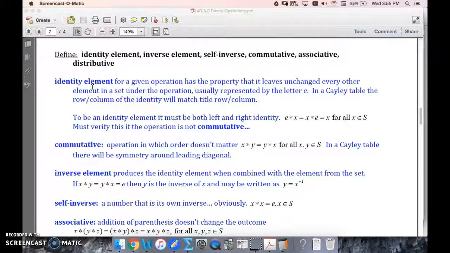And so an identity element is one that when we use the element and the operation, the other value remains unchanged. So anything plus 0 is of course going to be whatever that thing was. So that's an identity element. In a Cayley table, we're going to have the row and the column match, because to be the identity element, it has to have both the left and right identity. So we use the letter E to represent the identity element. So E star X has to be equal to X star E, and we have to get X back.